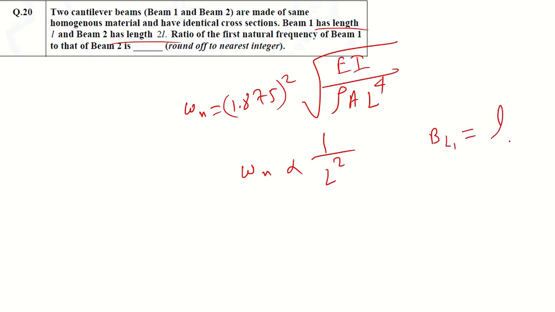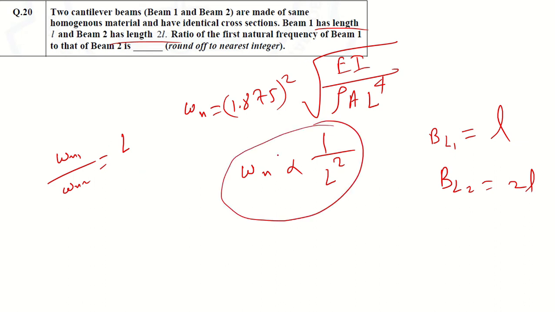Beam L1 is given as L and beam L2 is given as 2L. So the ratio omega n1 by omega n2 is the ratio of the first natural frequency. It is inversely proportional, so omega n1 by omega n2 we can write as L2 square by L1 square, because it is inversely proportional, right?